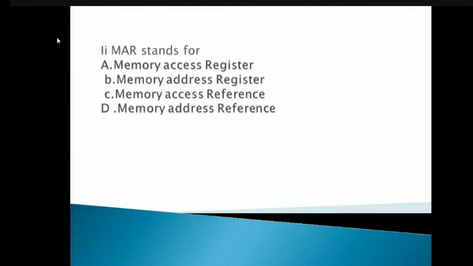And MAR stands for memory address register.